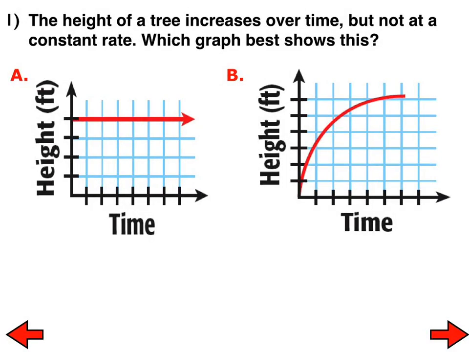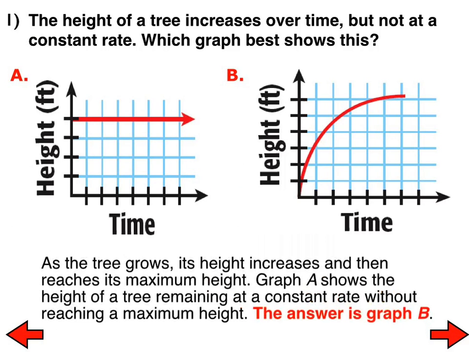All right, so we have a couple of multiple choice questions here. Number 1, the height of a tree increases over time, but not at a constant rate. Which graph best shows this? Is it A or is it B? Just say it. B. It's definitely B.